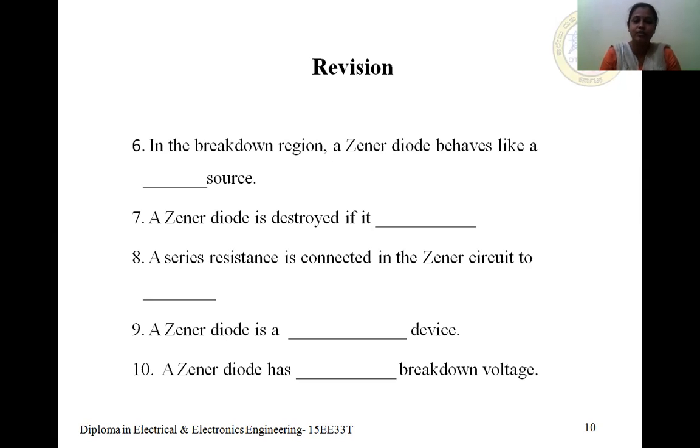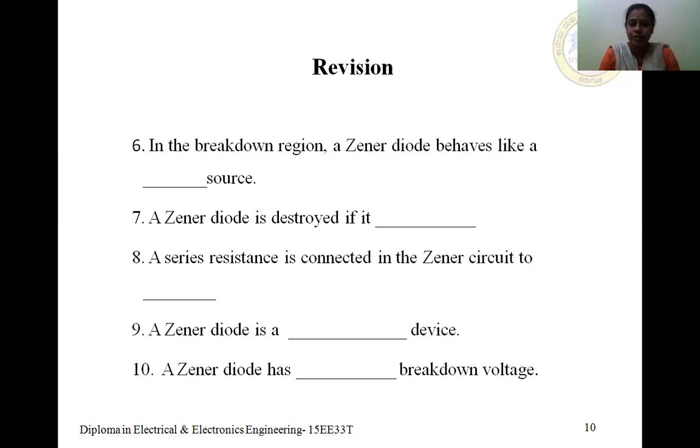Next, coming to the eighth question, a series resistance is connected in the Zener circuit to dash. Why is a series resistance always connected in a Zener circuit? This resistance is connected to protect the Zener from damage. The answer for the eighth question is to protect the Zener.